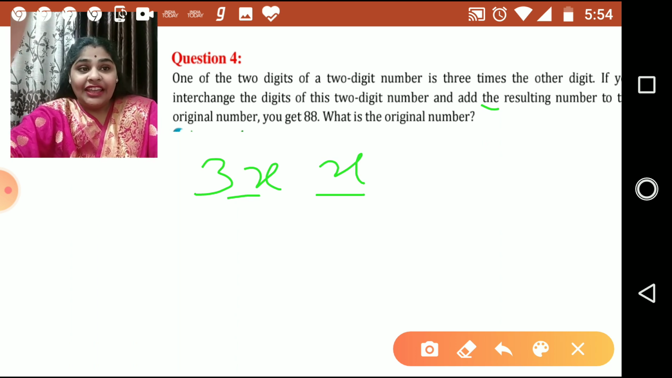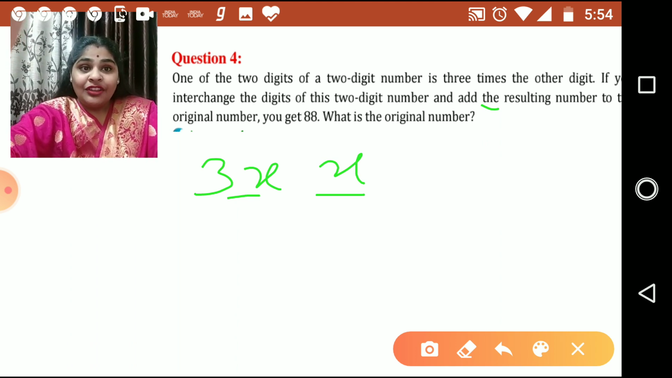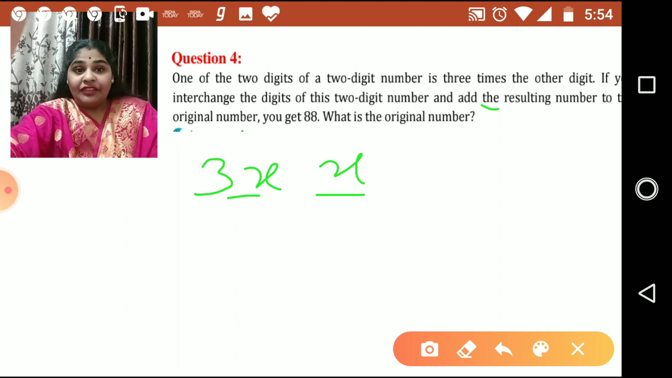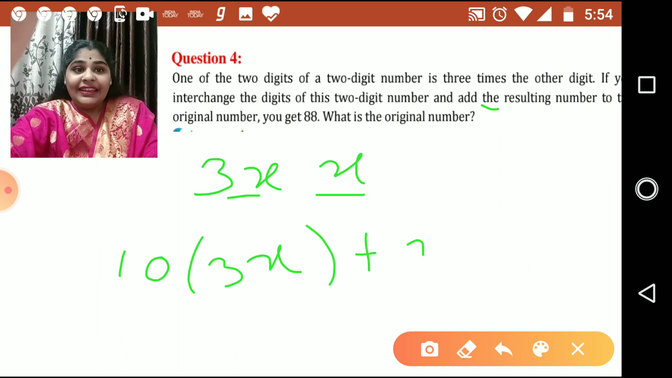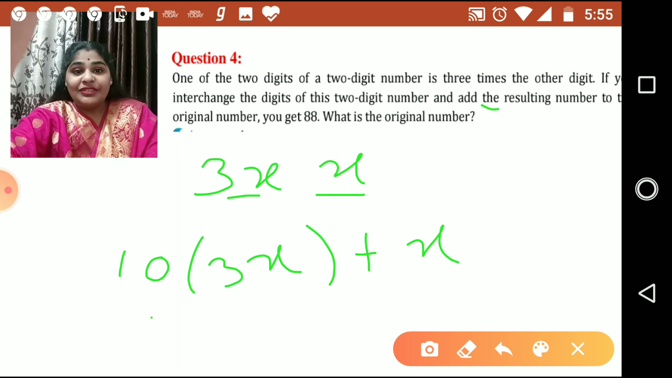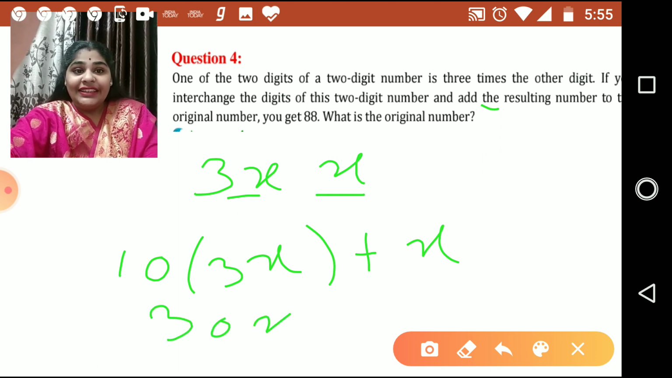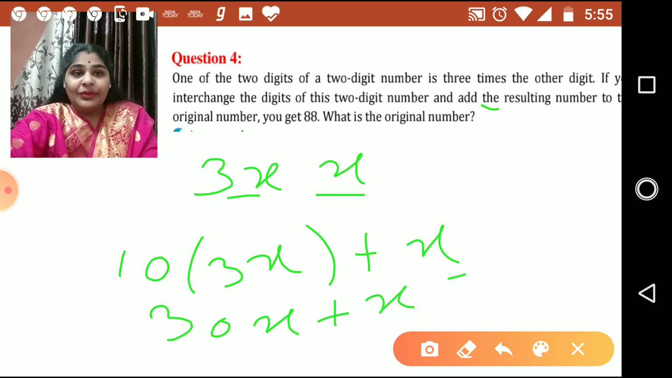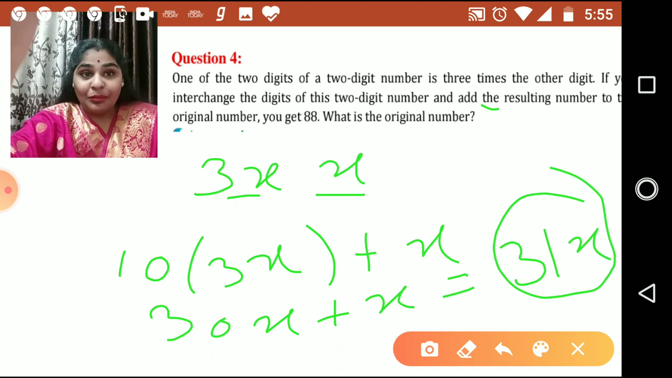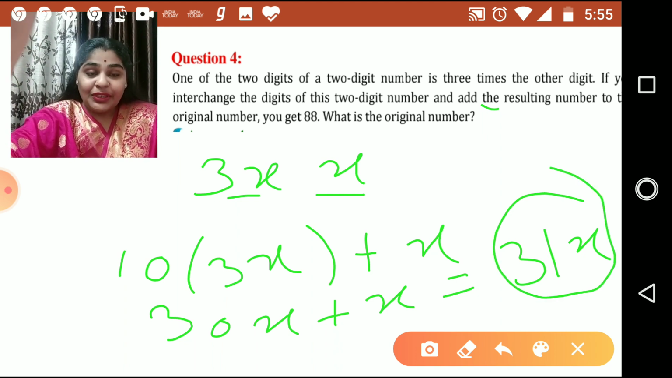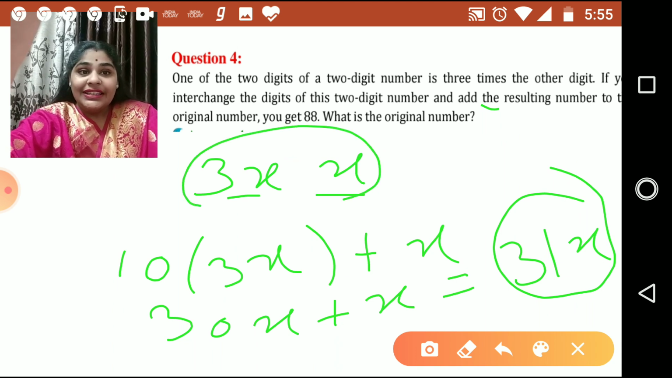Yeah. And then they have said if you interchange the digits of this 2-digit number and add the resulting number to the original, you get 88. So if I have these 2 digits, what will I write? The first one will be 10 into 3x plus x. 1 into x is nothing but x. So this will be nothing but 30x plus x, which is nothing but 31x. So this is our original number, 31x, which we got with whatever condition was given to us, right?